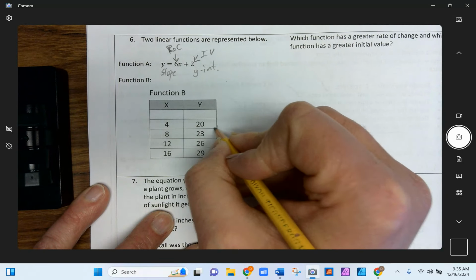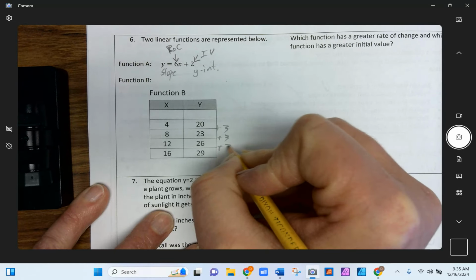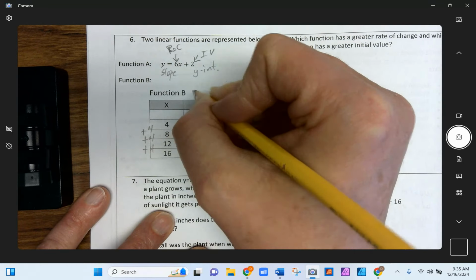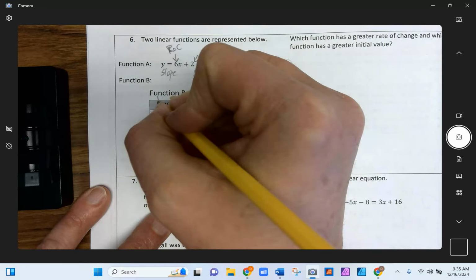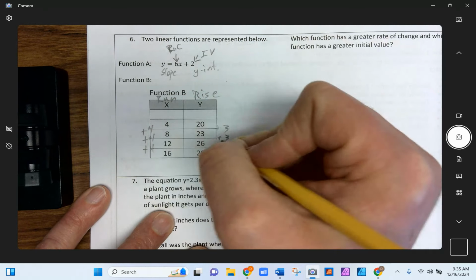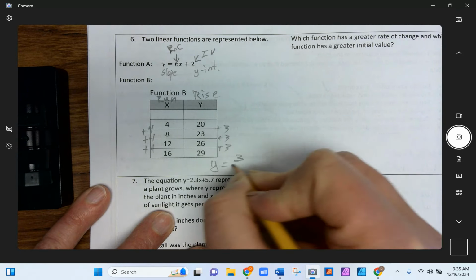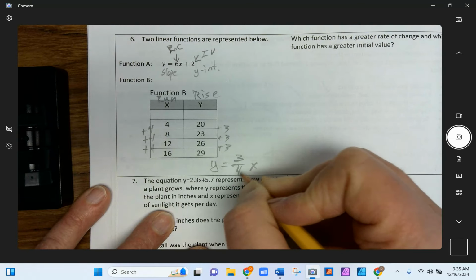We figure out these are going up by 3s, and these are going up by 4s. When you have a table like this, the y values are your rise, the x values are your run, so it's going to be 3/4. So the equation for this is going to be y equals 3/4 x.